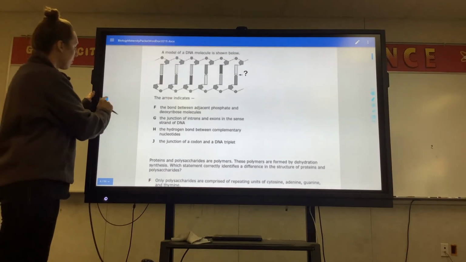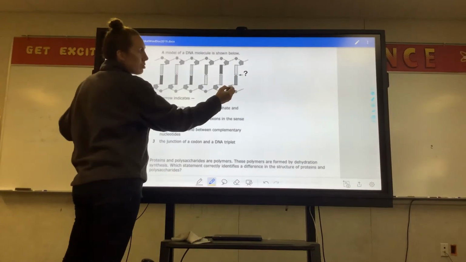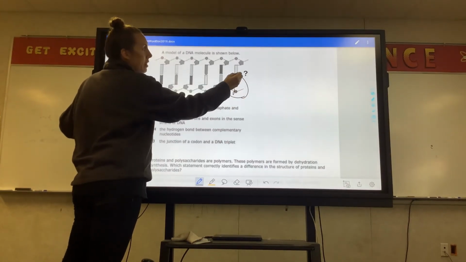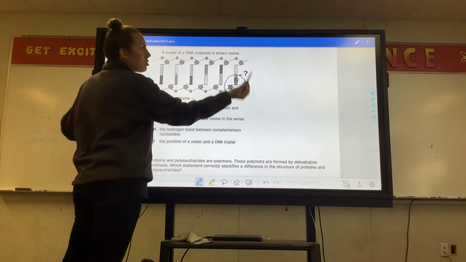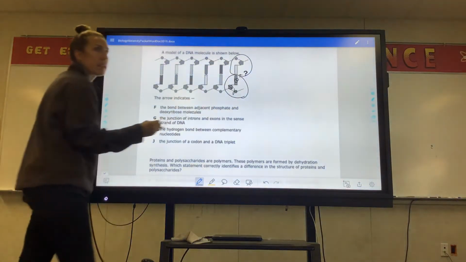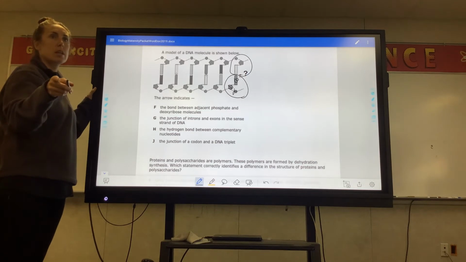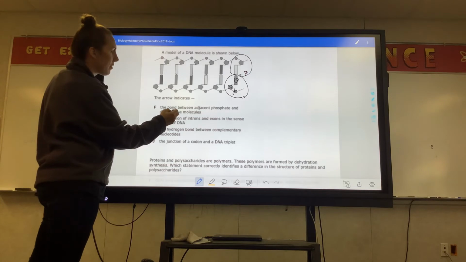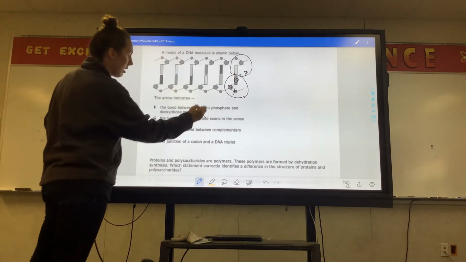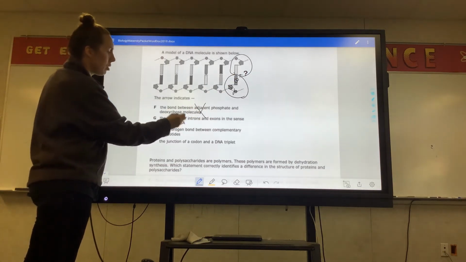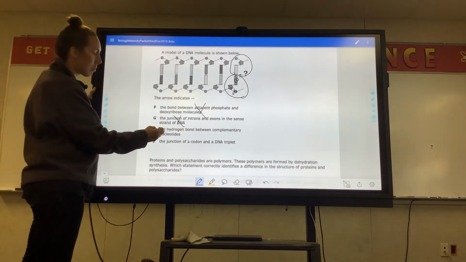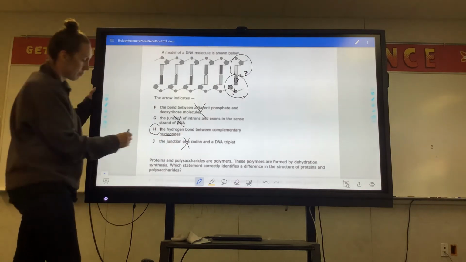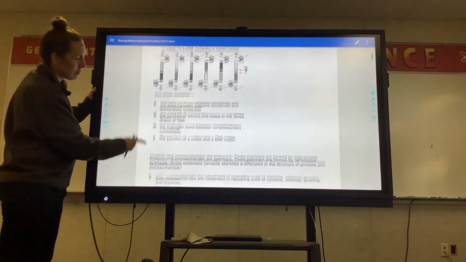Okay, this right here is pointing to, so here's a sugar, a phosphate, and a base, and together this is a nucleotide. This is pointing to the bond between two bases, or I could even say the bond between two nucleotides. So the arrow indicates the bond between adjacent phosphate. Nope, it has nothing to do with the phosphate. The junction of introns and exons. Nope, we didn't learn about that. Hydrogen bond between complementary nucleotides. Yes. The junction of codon and DNA triplet, no.